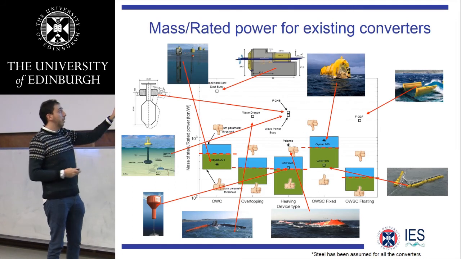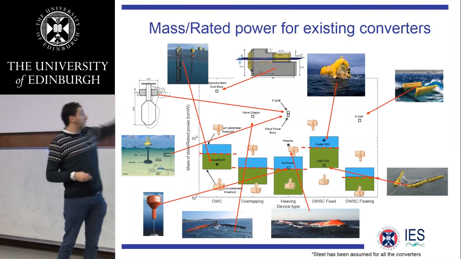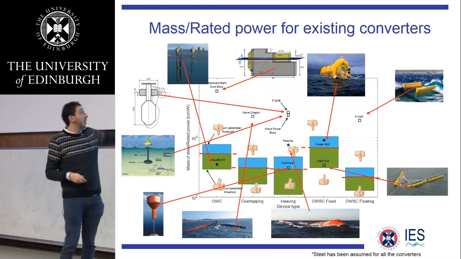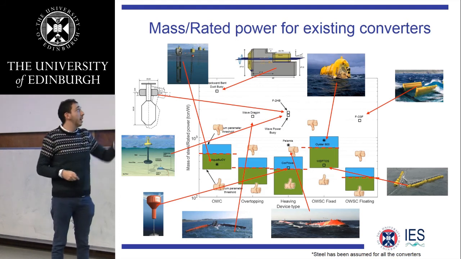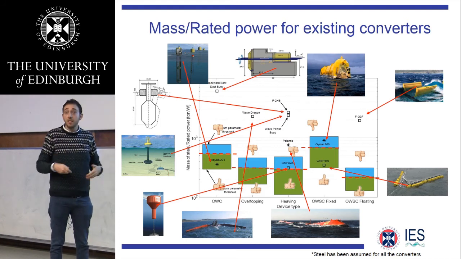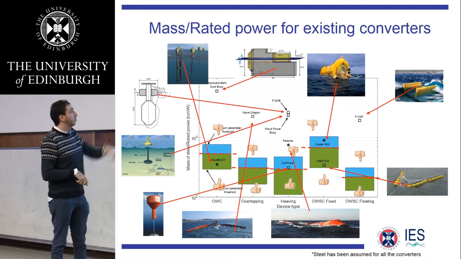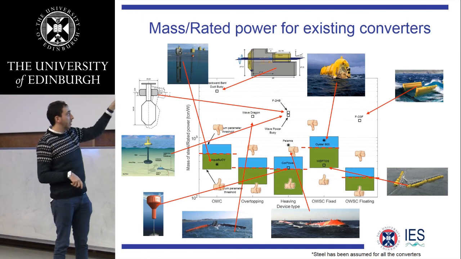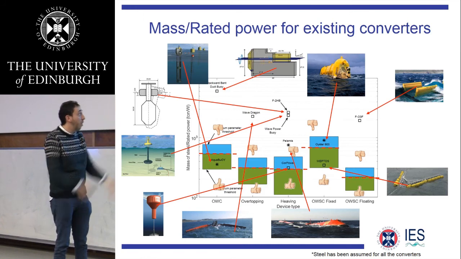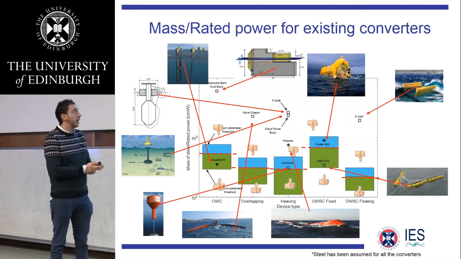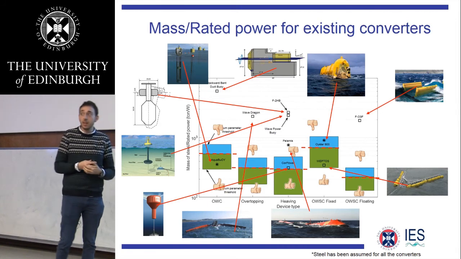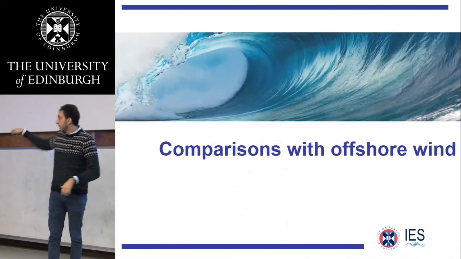Then there are other converters that are, actually this is in logarithmic scale, so the higher you are means the heavier you are, and the more money you have to spend on the structure. So in general, most of the existing converters are above the red line, so that means that they are pretty heavy and they are spending a lot of money on that.